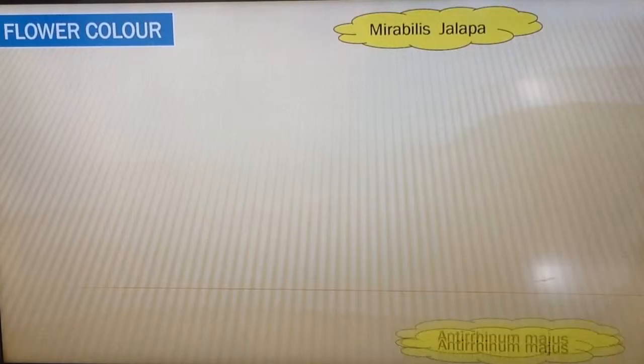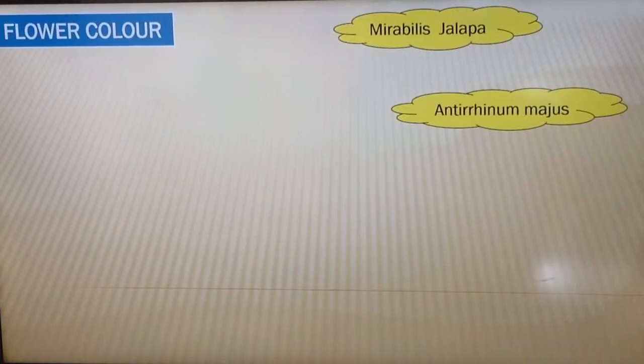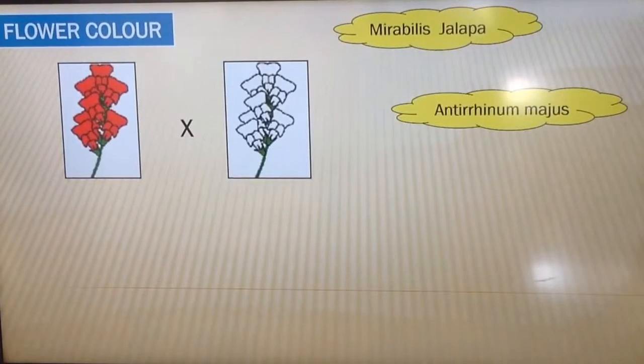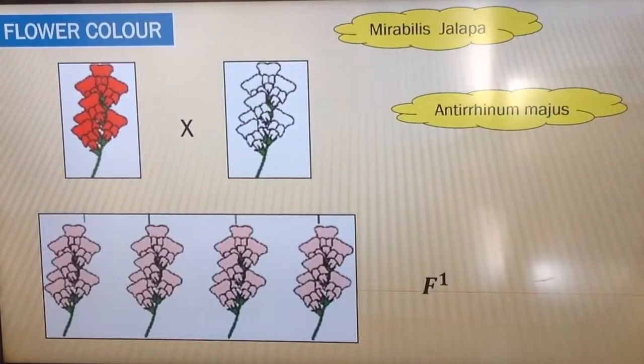To consider that, in case of the plants Mirabilis jalapa as well as Antirrhinum majus, a pure red variety of the flower producing plant, which is known to have the dominant allele, let's represent it as capital R, is crossed to a pure white producing plant, let's represent the allele as small r, recessive r. In the F1 generation, all the flowers which were obtained were pink in color, wherein this pink color was nothing but a blending of the red as well as the white color.